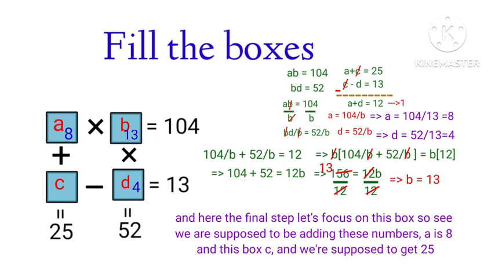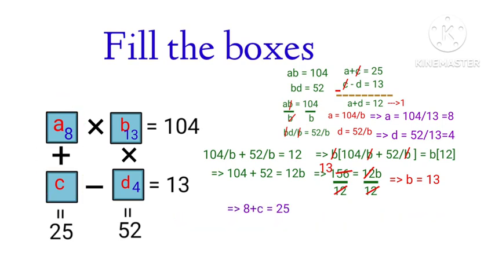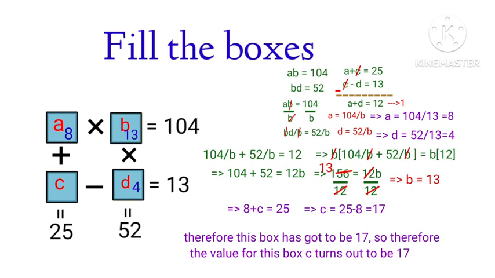And here the final step. Let's focus on this box. We are supposed to be adding these numbers. A is 8, and this box c, and we're supposed to get 25. Therefore, this box has got to be 17, so the value for this box C turns out to be 17.